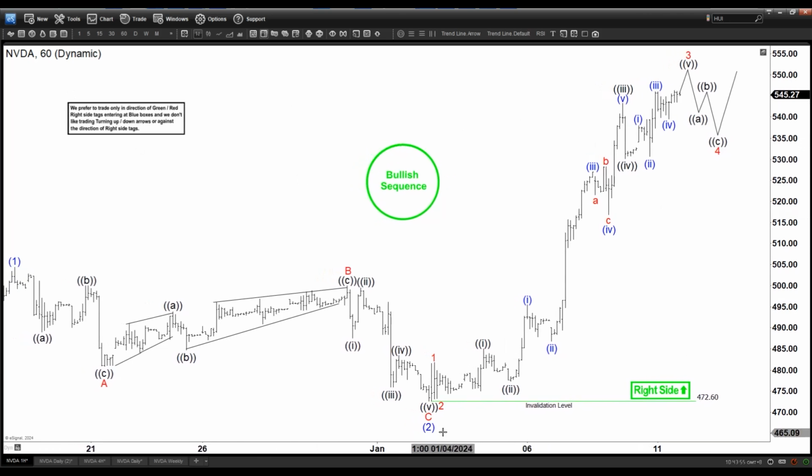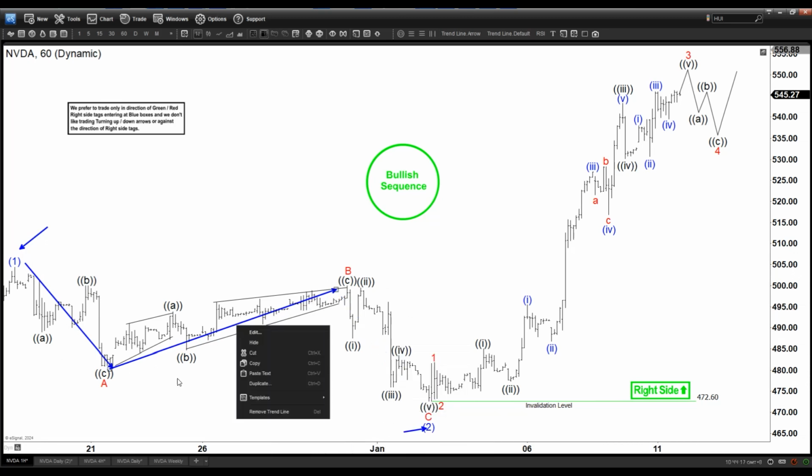So we have this wave 1, wave 2, intermediate degree. So we got wave 1 ending here, wave 2 ended here. Clearly corrective, look at this. 3 swings down, rally, down again. This entire pullback is a clear 3 swings down, which is corrective. And obviously it breaks to a new high.